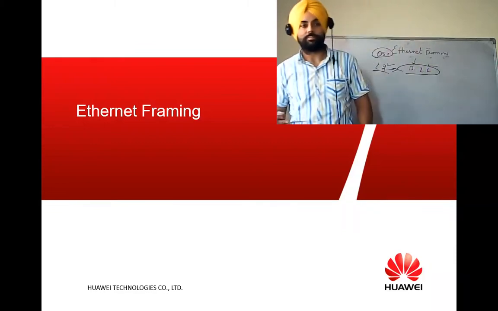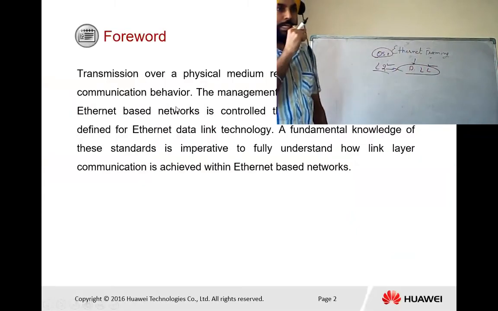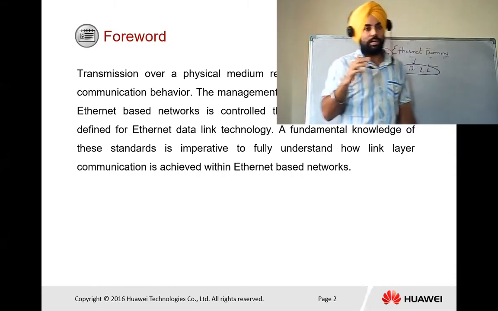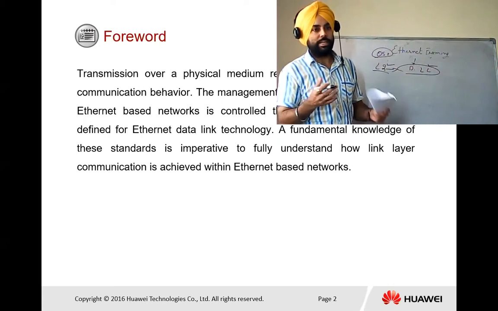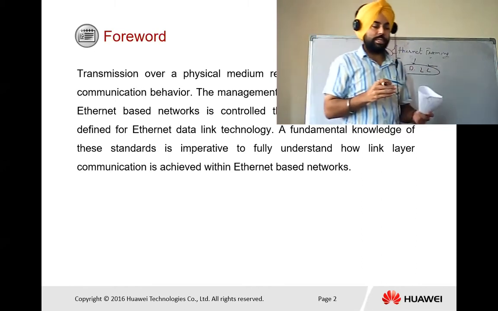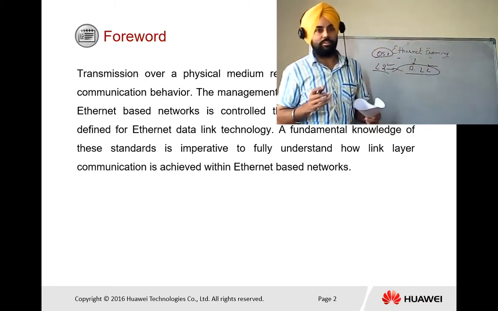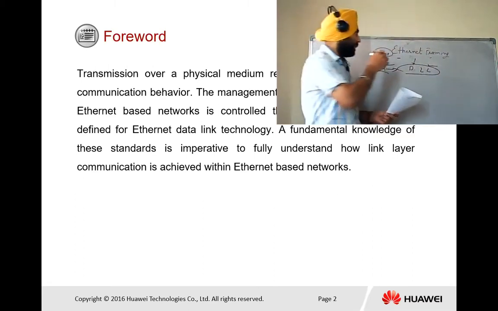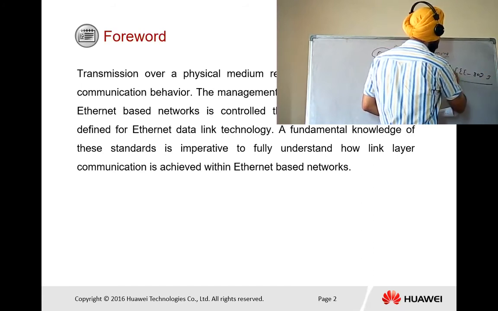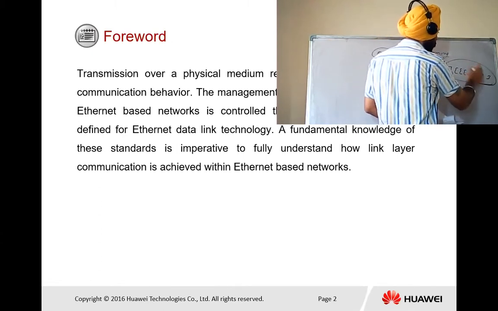When data transfers from the physical layer to the data link layer, Ethernet framing works. In the physical layer, data is transferred in the form of bits, and then the data is converted into frames. At that time, it uses IEEE 802.3. These are all standards, the IEEE 802 standards.